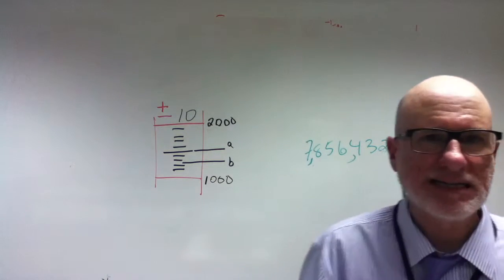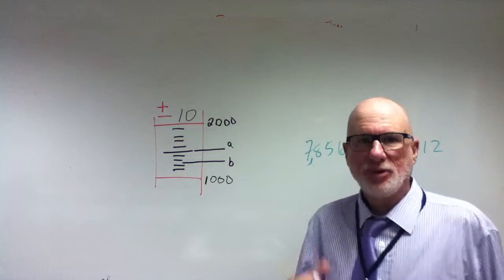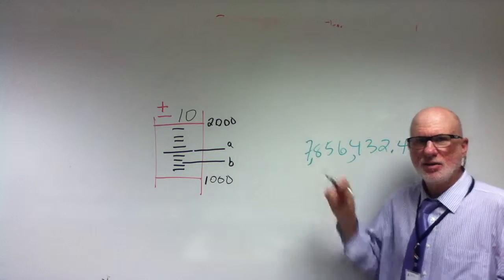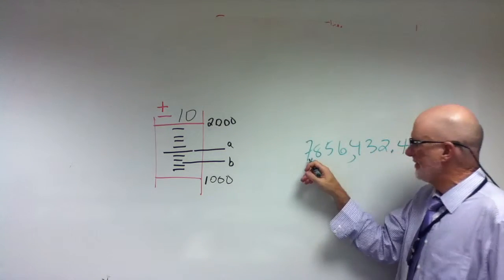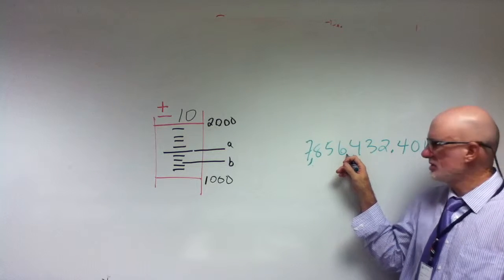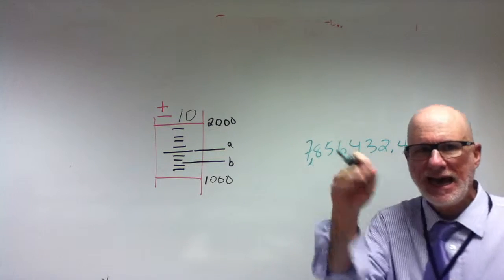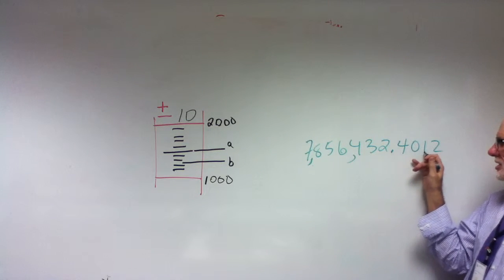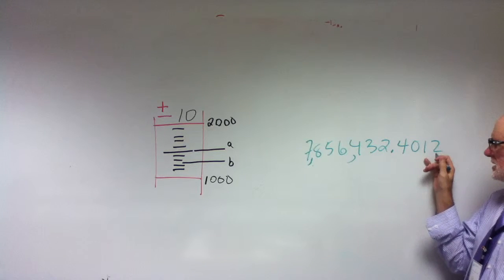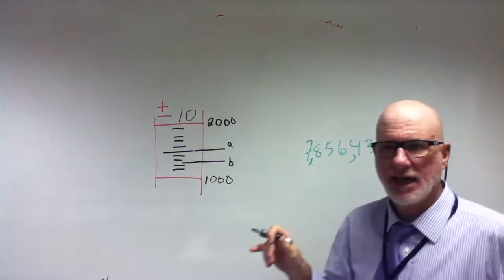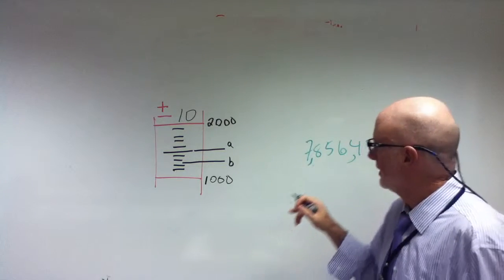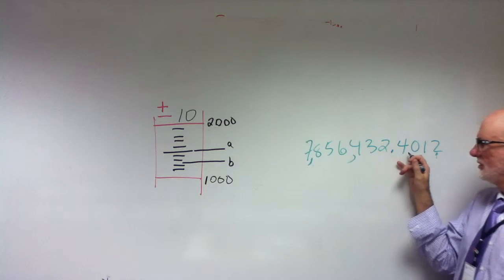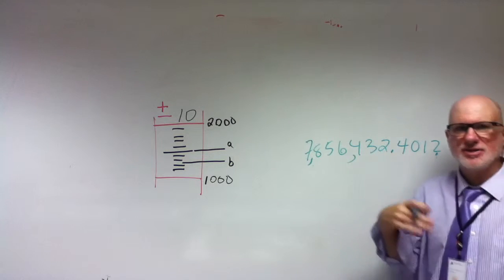When you use and, it means a decimal point. Many people don't know how to read large numbers, including adults. 7 million, notice I don't say and until there's a decimal point. 7,856,432 and then you read this as if it's over here, 4,012, and then you take the last place value and you say 10 thousandths. 7,856,432 and 4,012 10 thousandths.